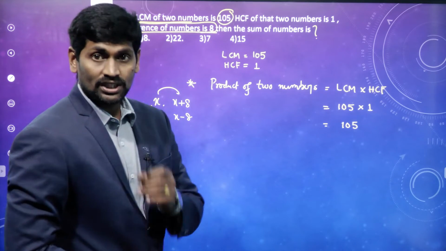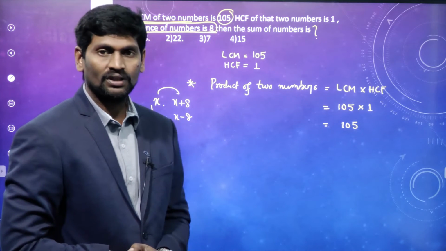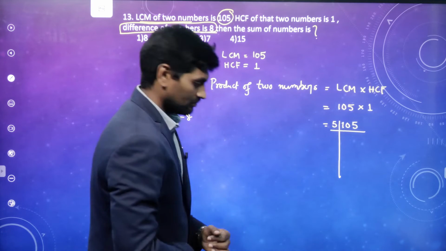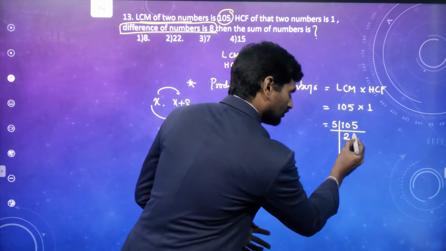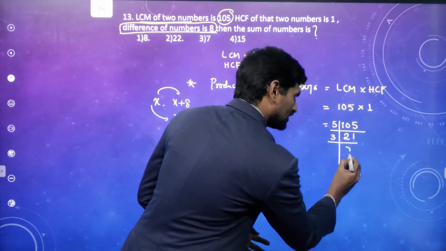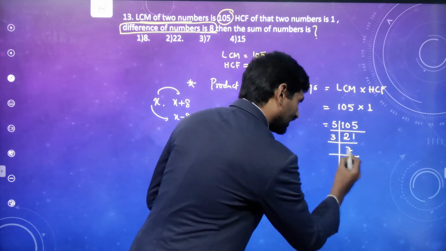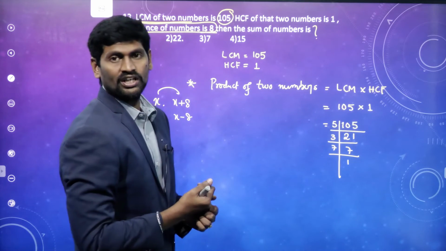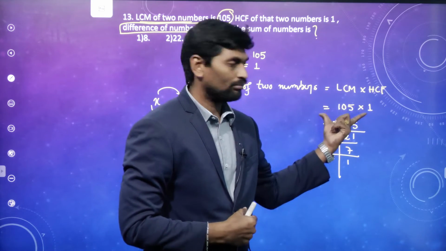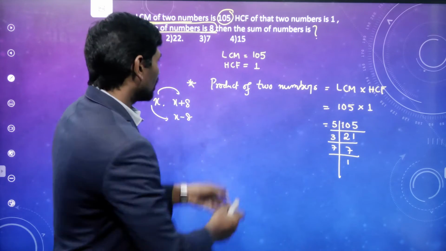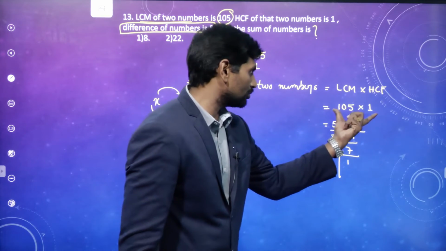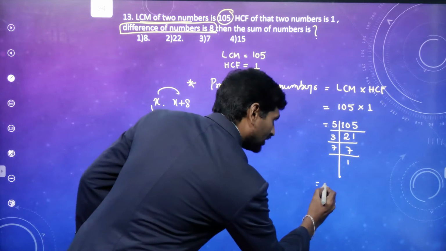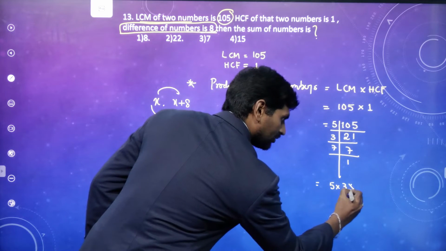Let me find the prime factors of 105. 5 table: 5 2s are 10, 5 1s are 5. Now 3 table 7 times, and 7 table 1 time. Because 105 into 1 is 105 only. The product of LCM and HCF is nothing but the product of two numbers. So this can be written as 5 into 3 into 7.